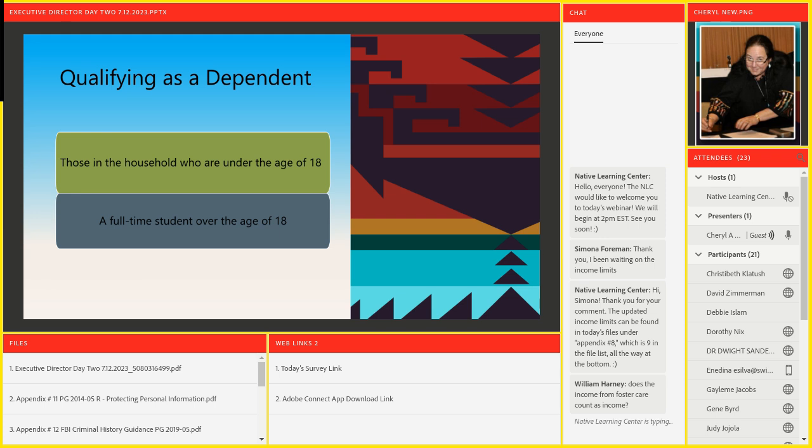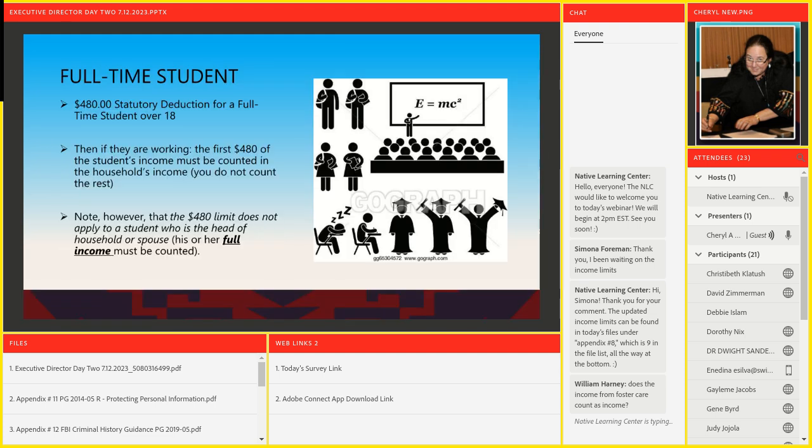So qualifying as a dependent: those in the household who are under the age of 18, or a full-time student over the age of 18, as long as they're not that sole occupant, okay? So these are the rules for the full-time student. $480 statutory deduction for a full-time student over the age of 18. Does not apply to a student who is the head of the household or the spouse. You don't get the deduction, and you have to count their income.